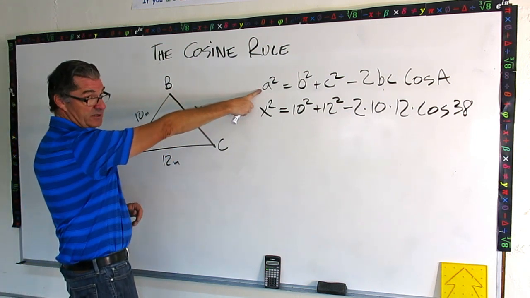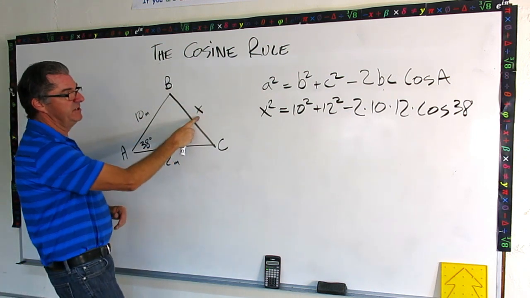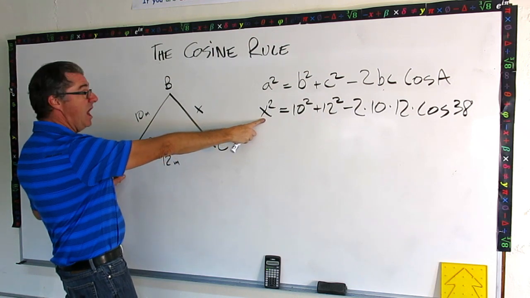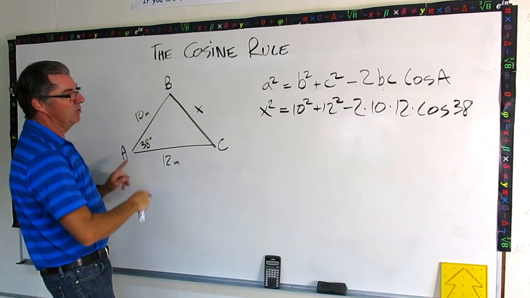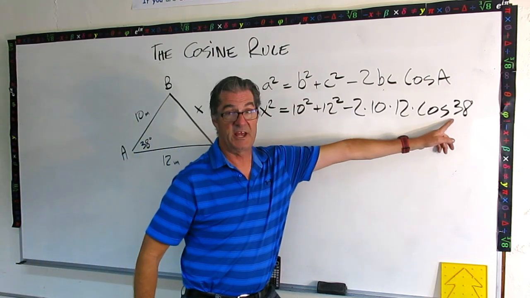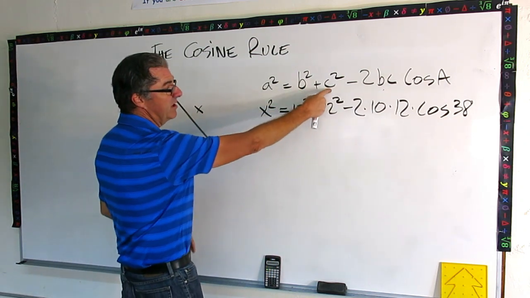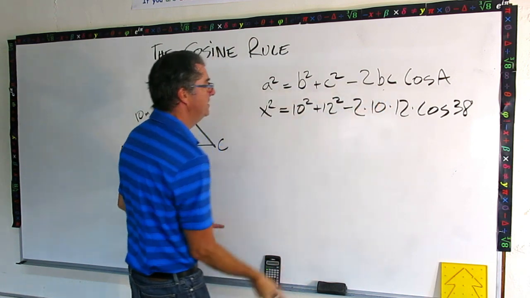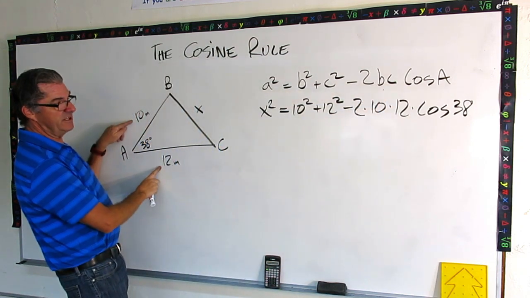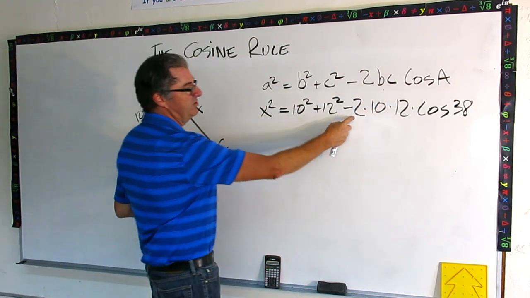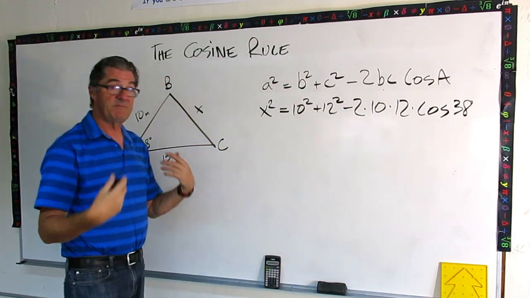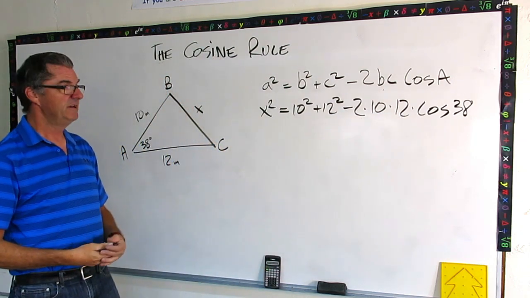Here's what I want. There's my x. So x squared. The opposite angle from x is the one that goes in the cosine, okay? The other two get plugged into the b squared plus c squared minus 2 times b times c. So these are the other two sides, 10 squared and 12 squared minus 2 times 10 times 12. So that's my correct plug-in step.